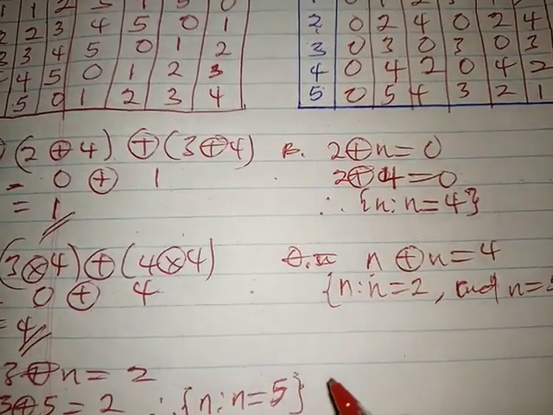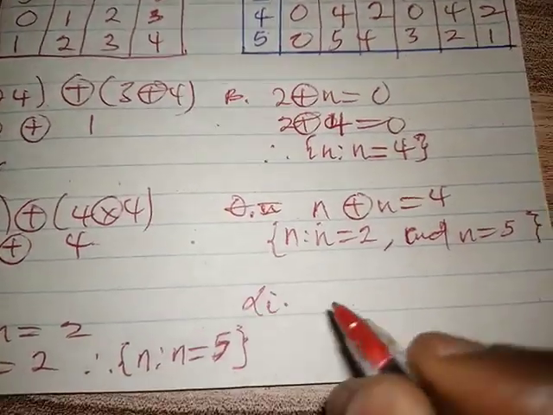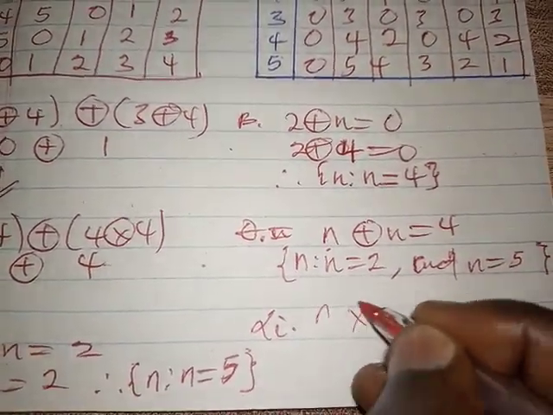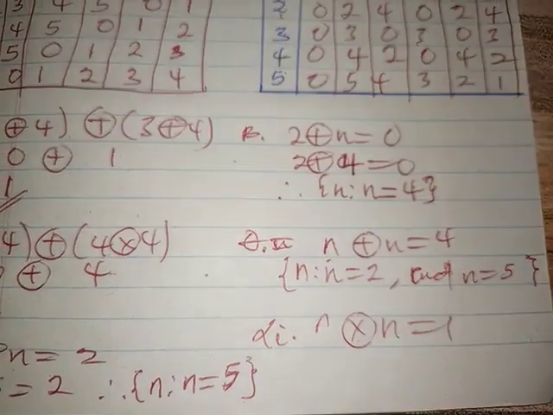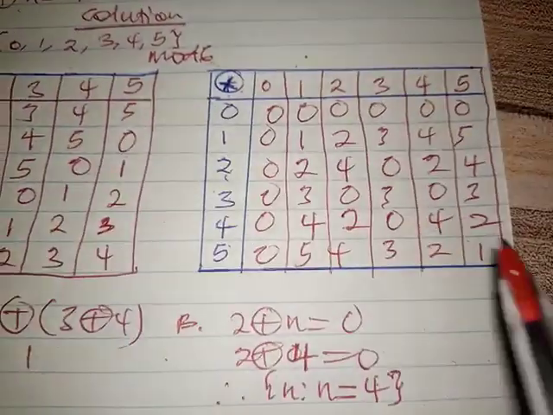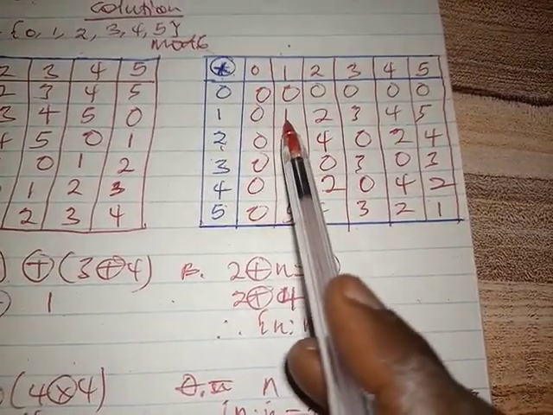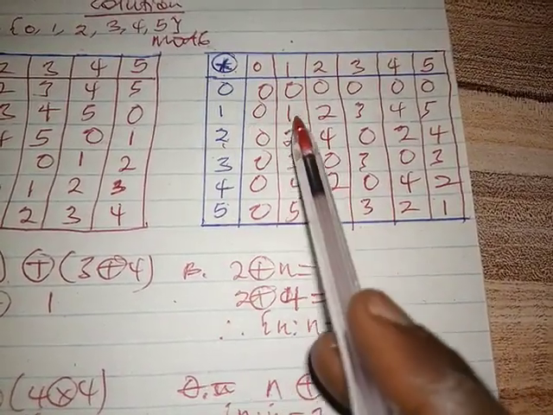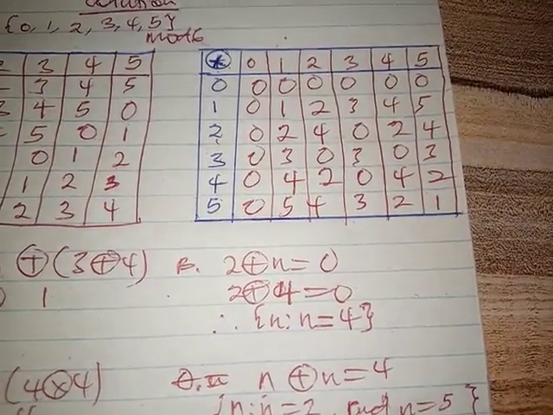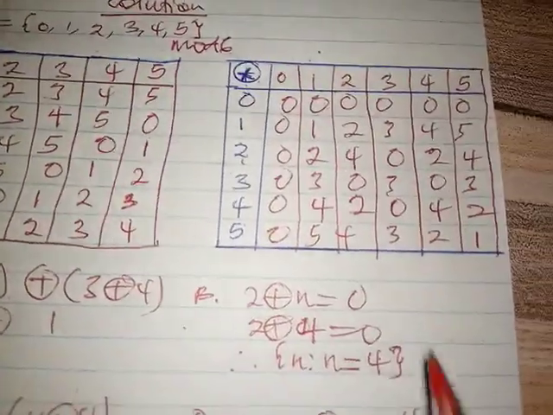Now the next thing we'll consider is alpha I. Alpha I is saying that n times n is giving you 1. So we go to the multiplication table and look for the values of n that give us 1. We can see 1 here, and this 1 is coming from 1 times 1, which is true. So we say that n is such that n is equal to 1 for the first instance.